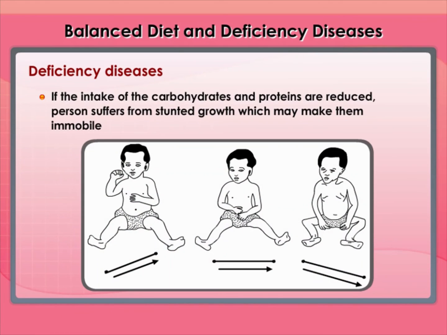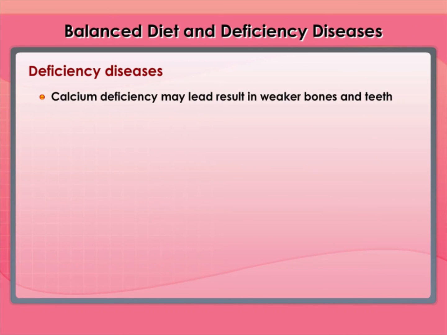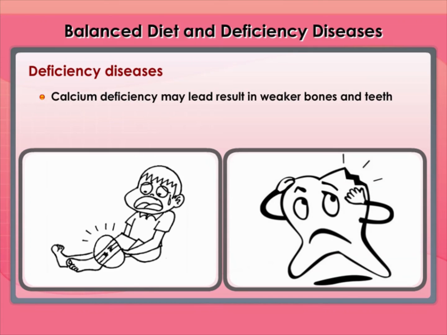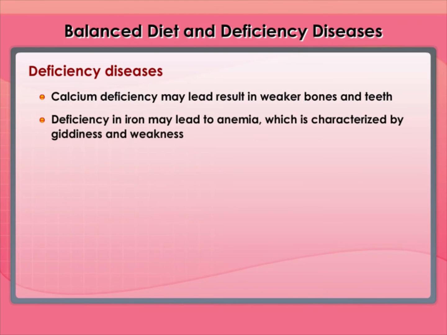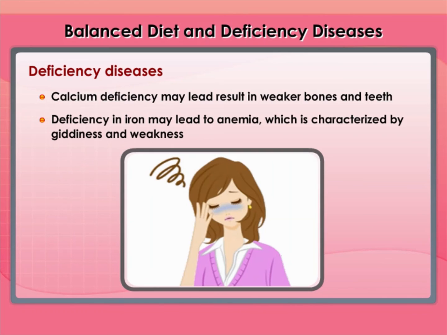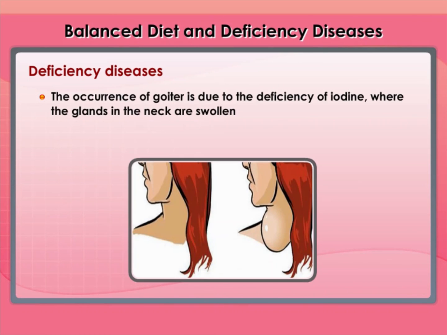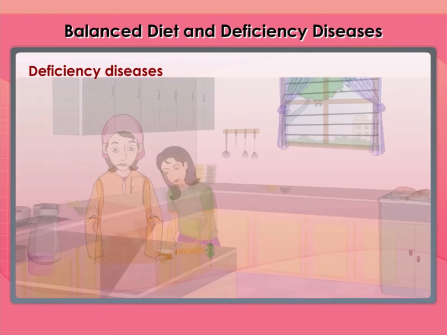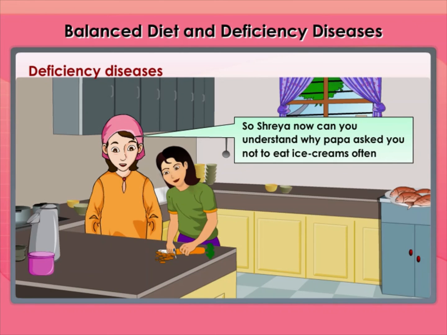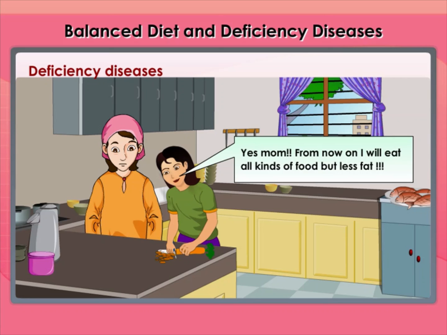If the intake of carbohydrates and proteins is reduced, a person suffers from stunted growth, which may make them immobile. Calcium deficiency may lead to weaker bones and teeth. Deficiency in iron may lead to anemia, which is characterized by giddiness and weakness. The occurrence of goiter is due to the deficiency of iodine, where the glands in the neck are swollen. So Shreya, now can you understand why Papa asked you not to eat ice cream often? Yes, Mom. From now on, I will eat all kinds of food, but less fat.